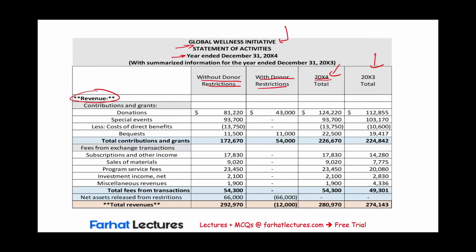Now, I am not going to look at revenues specifically nor expenses specifically because we're going to have a separate session for those. But the point I am trying to make is this. On the statement of activities, you have your revenues. You have all sorts of revenues: contributions, grants, fees from exchange transactions, investment income, miscellaneous revenues, which we will discuss in a separate recording. And we're going to have one without and one with donor restriction.